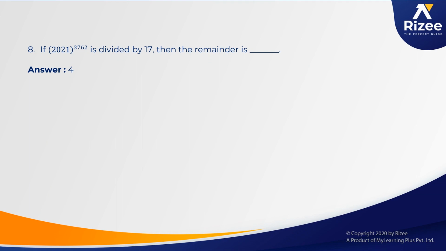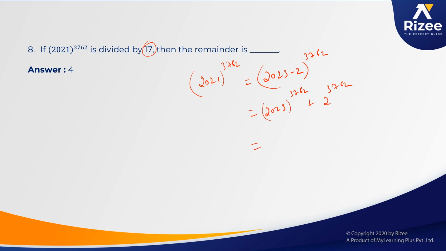The question is 2021 whole power 3762 is divided by 17. Then find the remainder. First we should write 2021 whole power 3762 as 2023 minus 2 whole power 3762, which gives 2023 whole power 3762 plus 2 power 3762. 2023 can be written as a multiple of 17, 17 into 9, so it is divisible by 17. We get the remainder is 4.